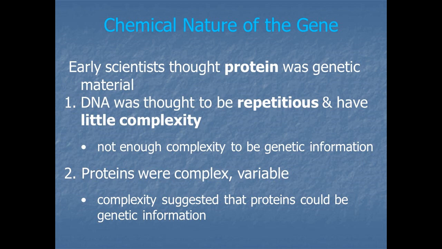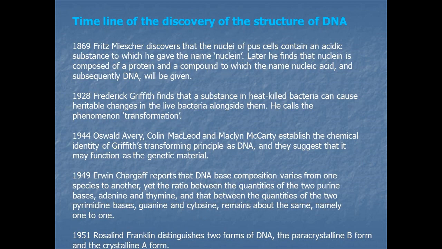So this complexity suggested that proteins could be the genetic information. Now we'll see a little of the history of the description of the structure of DNA. It started long back in 1869. Fritz Miescher discovered that the nuclei of pus cells contain an acidic substance, to which he gave the name nuclein, what we now call nucleic acid. So Fritz Miescher is the first one who identified this acidic substance in the nuclei of pus cells. Later he found that nuclein is composed of a protein and a compound to which the name nucleic acid, and subsequently DNA, would be given.